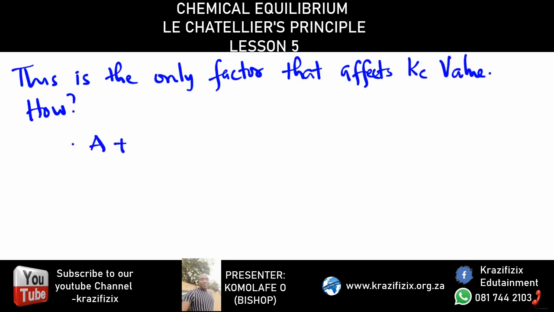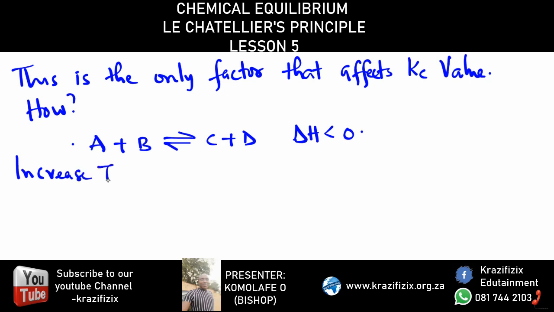Now, A plus B, earlier on, we said delta H is less than what? 0. Which means it is what? Exothermic. Right. Now, let's increase temperature.